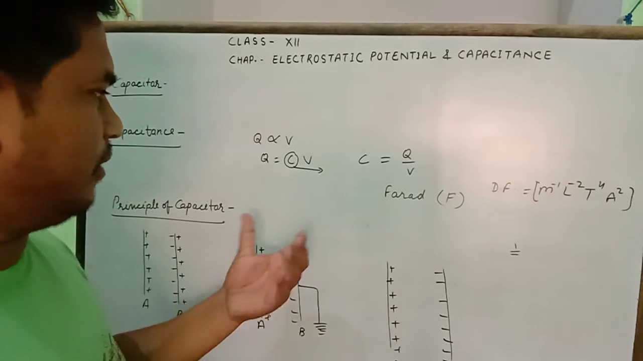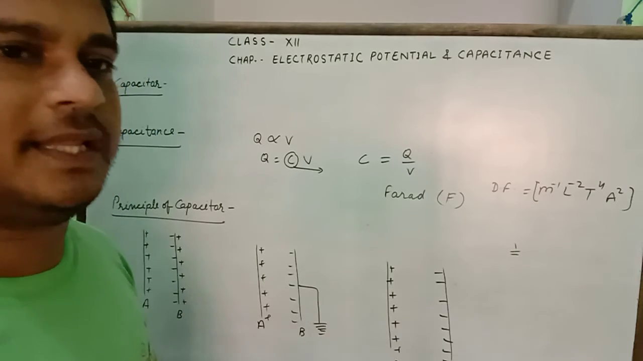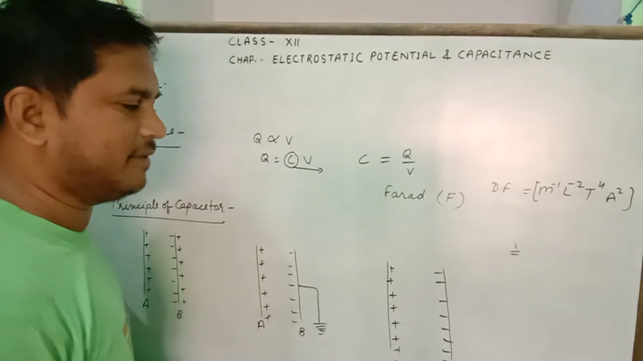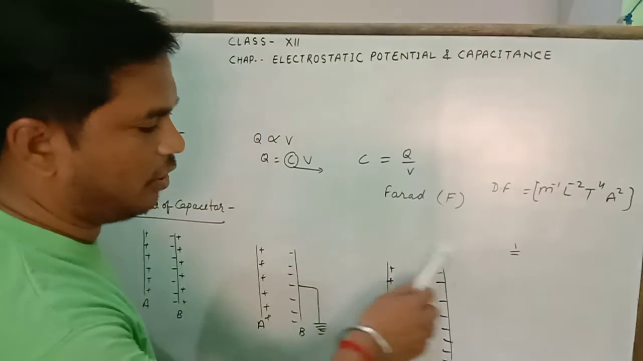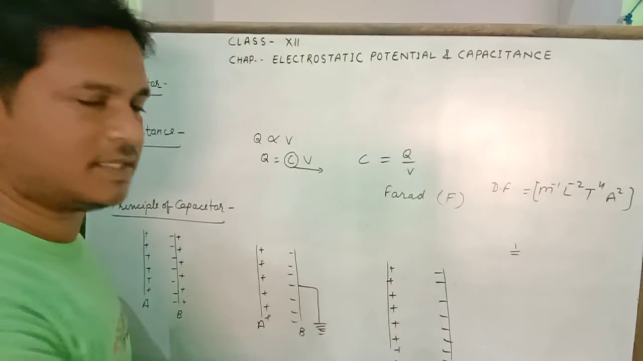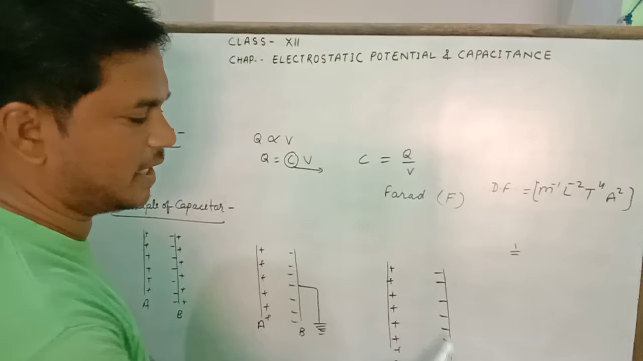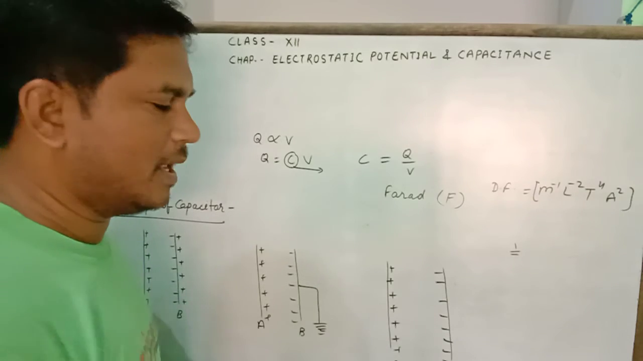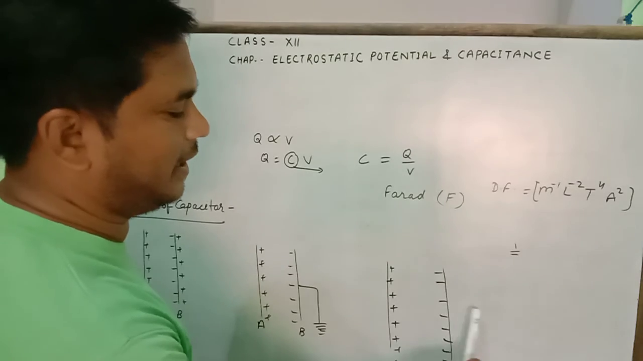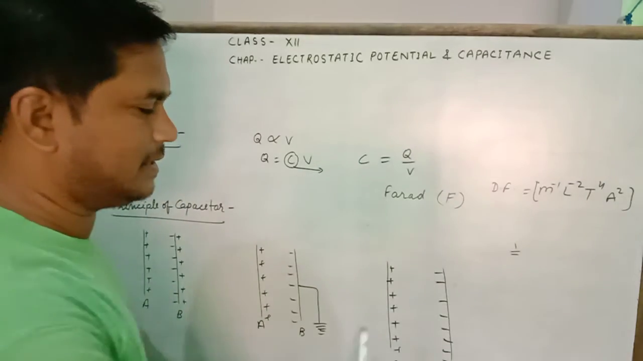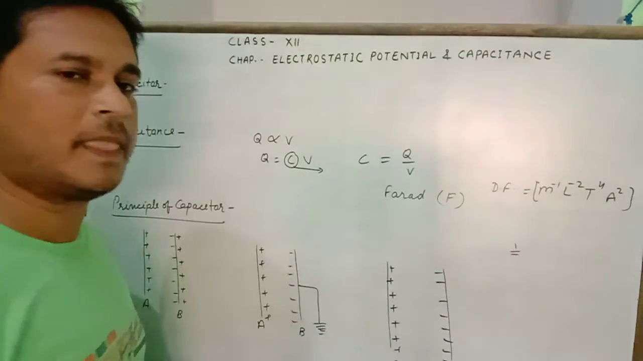It means from this it is clear that the capacitor is a device which is the combination of two conductors, one is positive, second is negative, and one conductor is grounded. This is the capacitor.